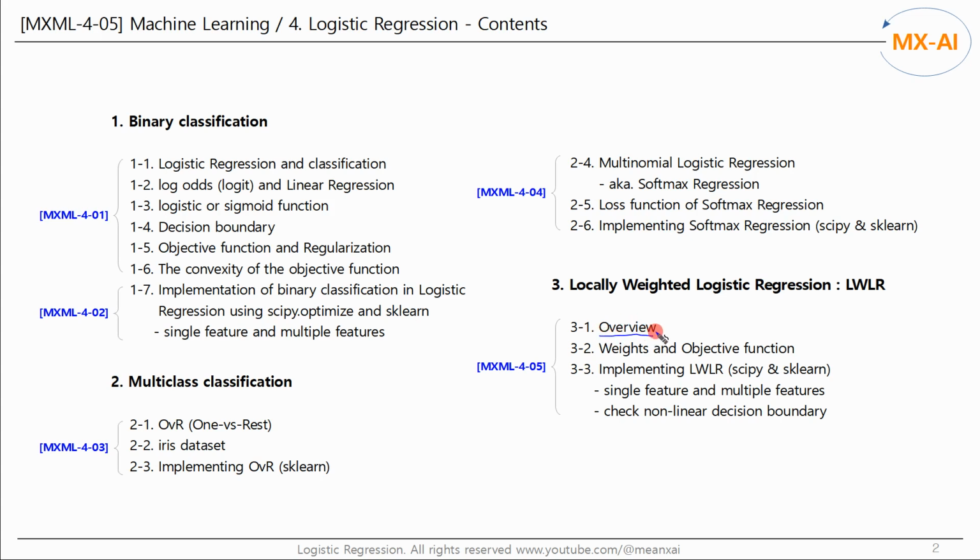Let's take an overview of LWLR and look at the weights and objective function. And we will implement LWLR using SciPy and Scikit-Learn. Let's apply LWLR to a dataset containing single and multiple features. Then we check the nonlinear decision boundary.